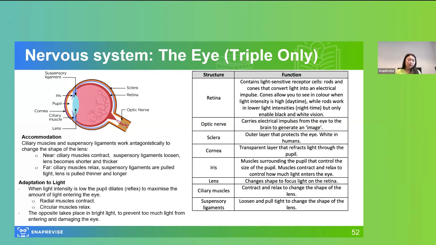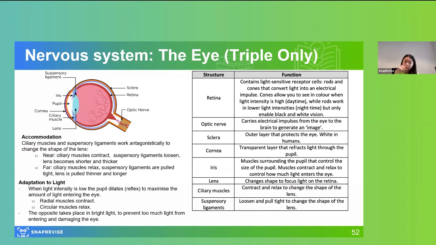So if you're looking at something near, and if you look at different distances, we have our ciliary muscles and our suspensory ligaments, and they work antagonistically. What I mean by antagonistically is that they work together, but opposite. You'll understand what I mean when I explain that. If you're looking at something near, your ciliary muscles are going to contract, your suspensory ligaments are going to loosen, and the lens becomes shorter and thicker to see something near. So you can see how they work oppositely.